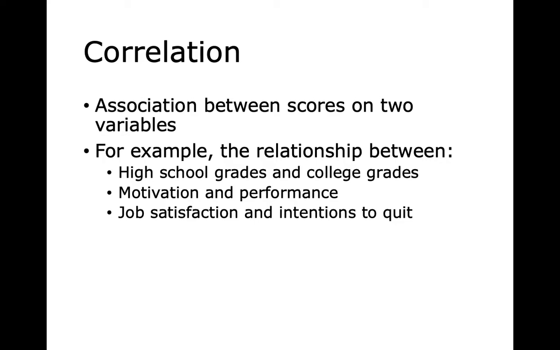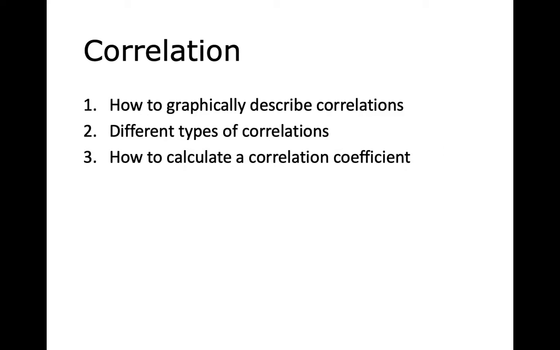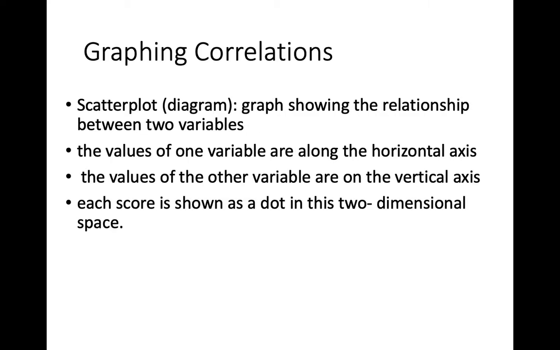So researchers often have hypotheses that variables are related to each other or that one variable might predict another. And a correlation coefficient is a way to come up with a statistic or a number that quantifies the extent of relationship between two variables. So in this lecture, I'm going to review how to graphically describe correlations, review different types of correlations, and then how to calculate a correlation coefficient.